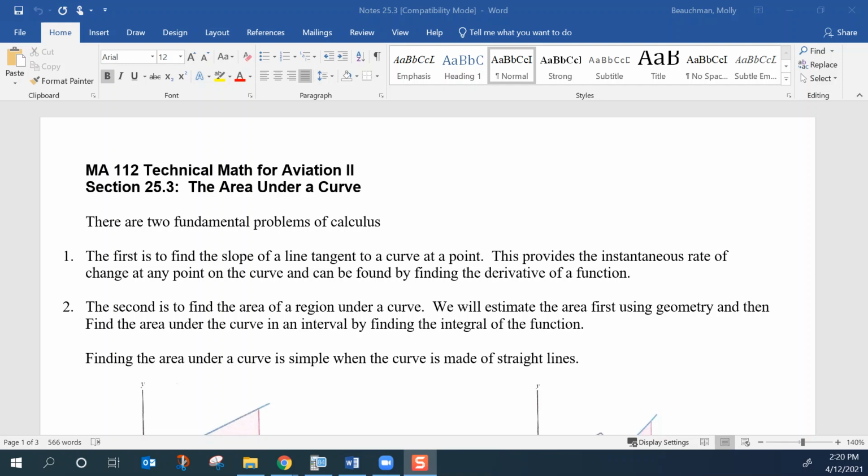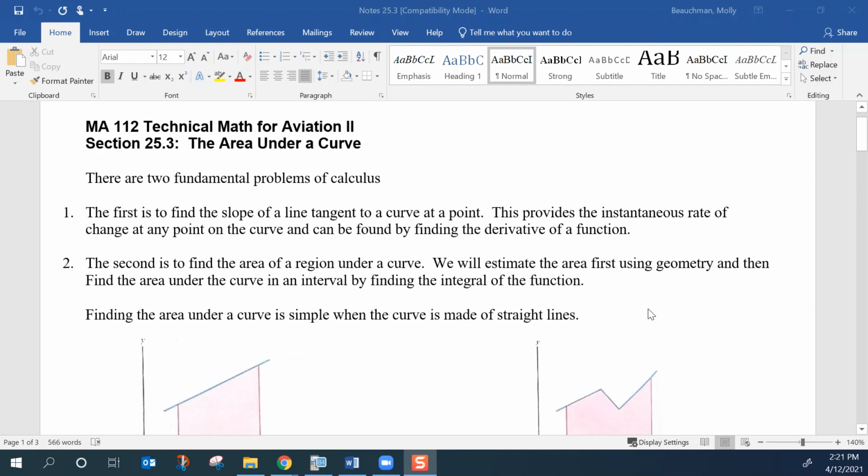In this video, we're going to take a look at how to find the area under a curve. There are two fundamental problems of calculus. The first is to find the slope of a line tangent to a curve at a point. This provides the instantaneous rate of change at any point on the curve and can be found by finding the derivative. So we found the derivative of a function already.